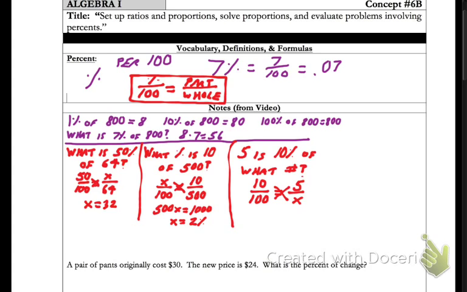So again, cross multiply. Gives us 10x is equal to 500. And we're dividing by 10. So x is going to turn out to be 50. That is the whole. Don't need a percent because we're not finding a percent. And so that's what we're going to do with those right there.